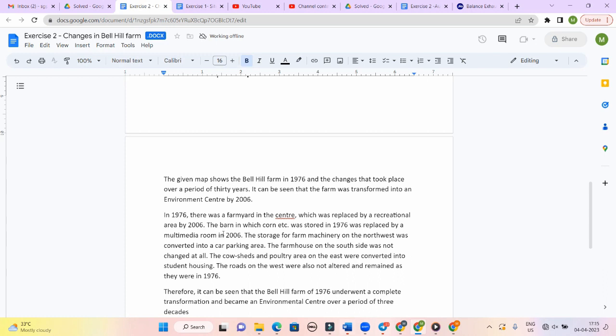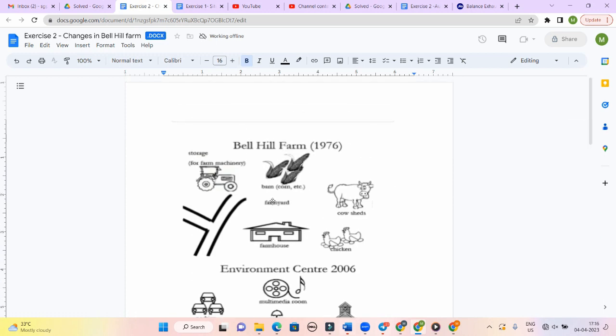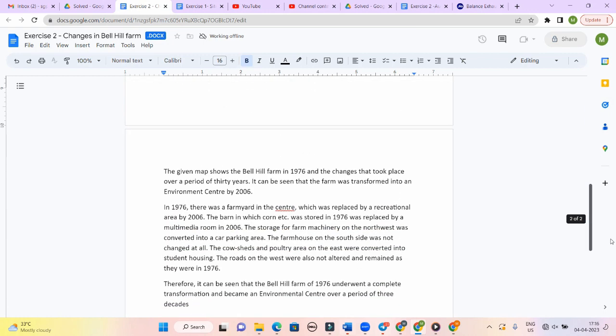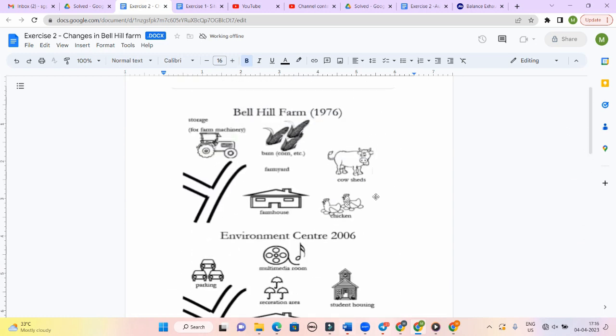The barn in which the corn was stored in 1976 was replaced by a multimedia room in 2006. Here in the northern part, it was a barn and it has now been converted into a multimedia room. The storage for farm machinery on the northwest was converted into a car parking area. You can see that the storage for the machinery has been converted into a parking area.